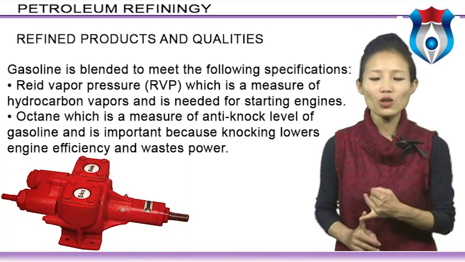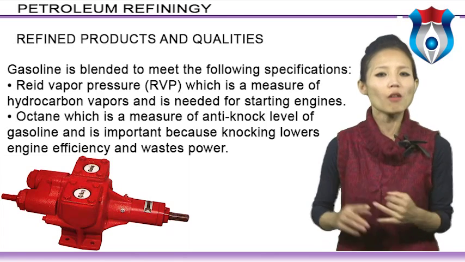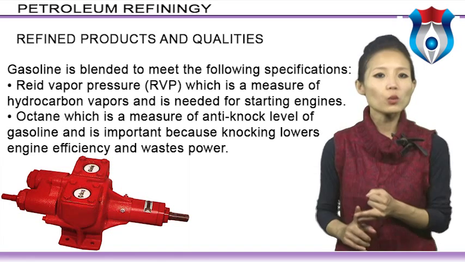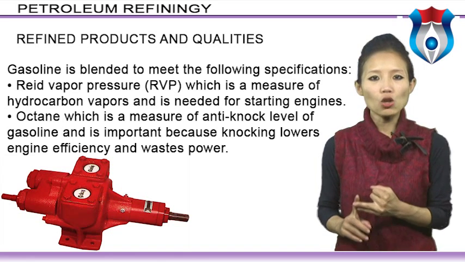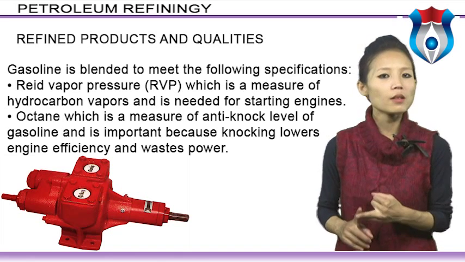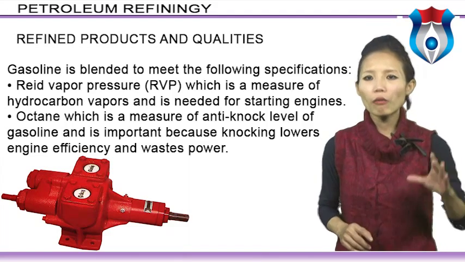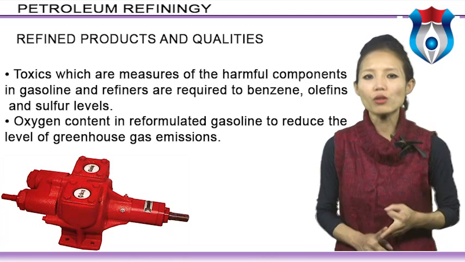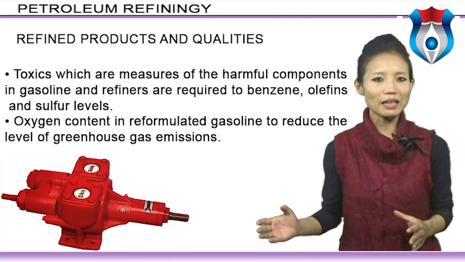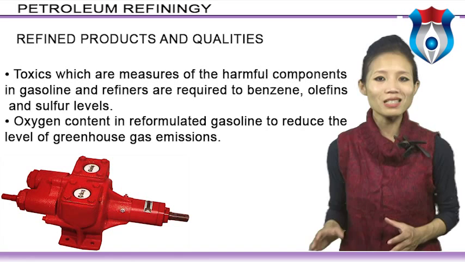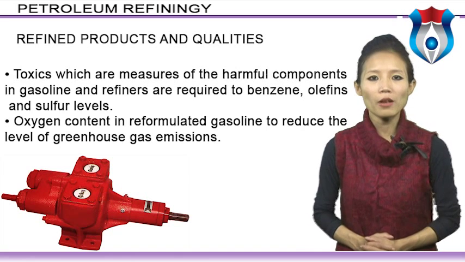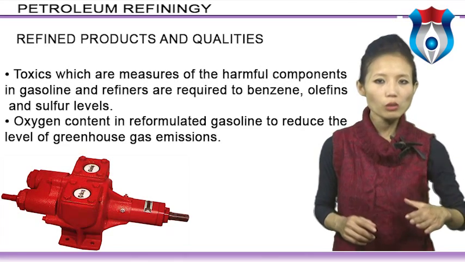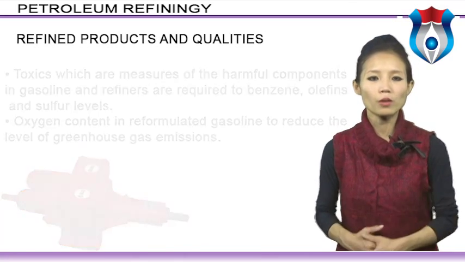Reid vapor pressure, RVP, which is a measure of hydrocarbon vapors and is needed for starting the engine. Octane, which is a measure of the anti-knock level of gasoline and is important because knocking lowers engine efficiency and wastes power. Toxics, which are measures of the harmful components in gasoline and refineries, are required to limit benzene, olefins and sulfur levels. Oxygen content in reformulated gasoline is required to reduce the level of greenhouse gas emissions.